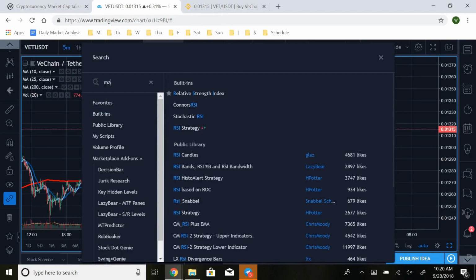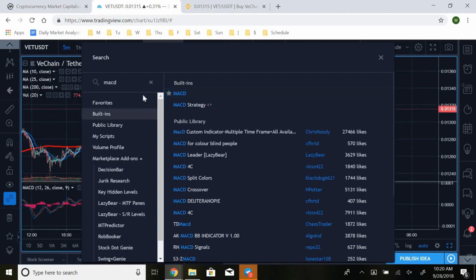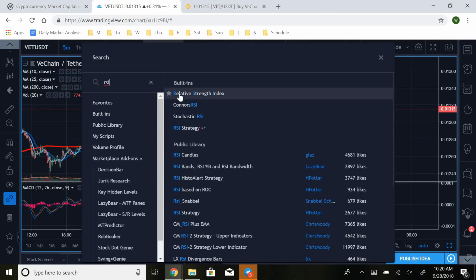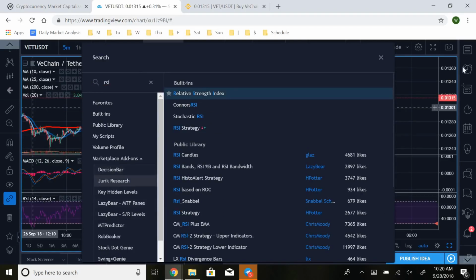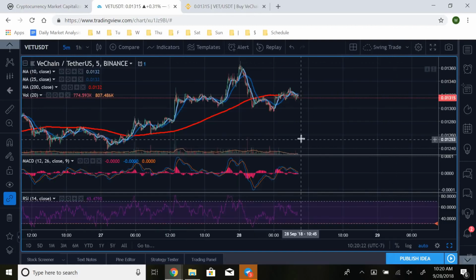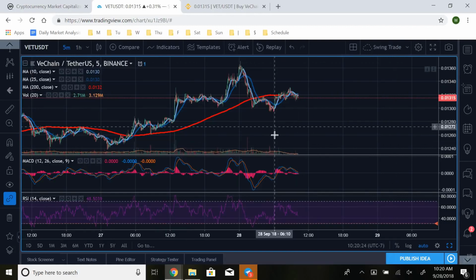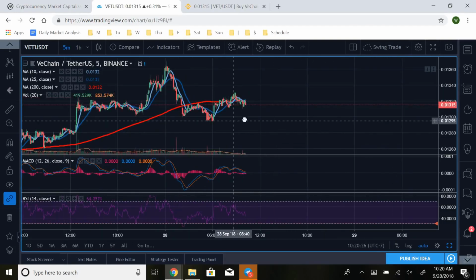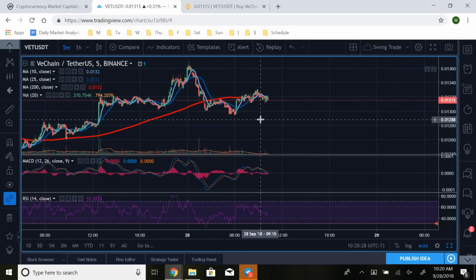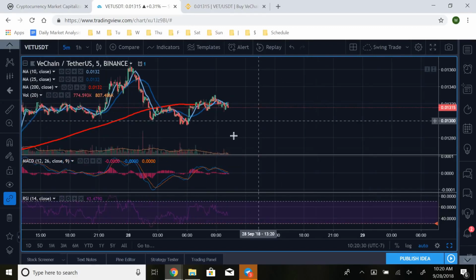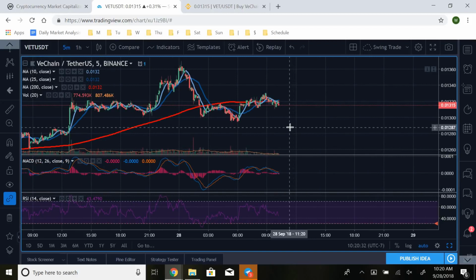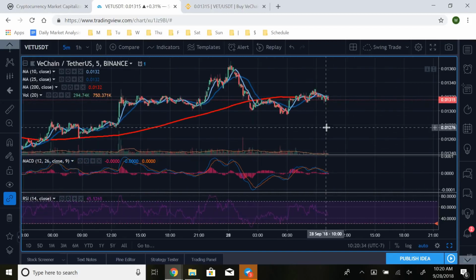Actually, I'll type in MACD first. Type in the MACD and then erase that and type in RSI. And you're just going to want to choose the relative strength index. So now that you have both of those selected, those are the first two indicators that we're going to have up here. And these are really the most important indicators in my eyes. Maybe not the most important, but they definitely have a pretty large emphasis on the trading strategy.